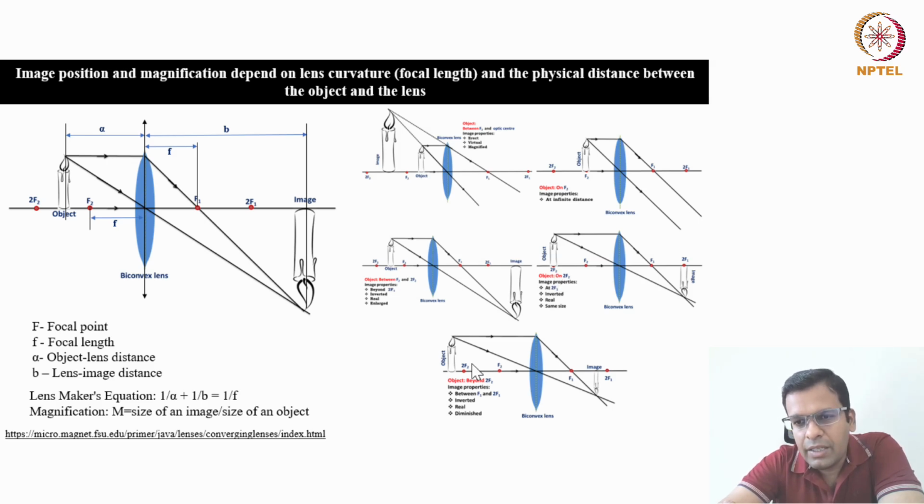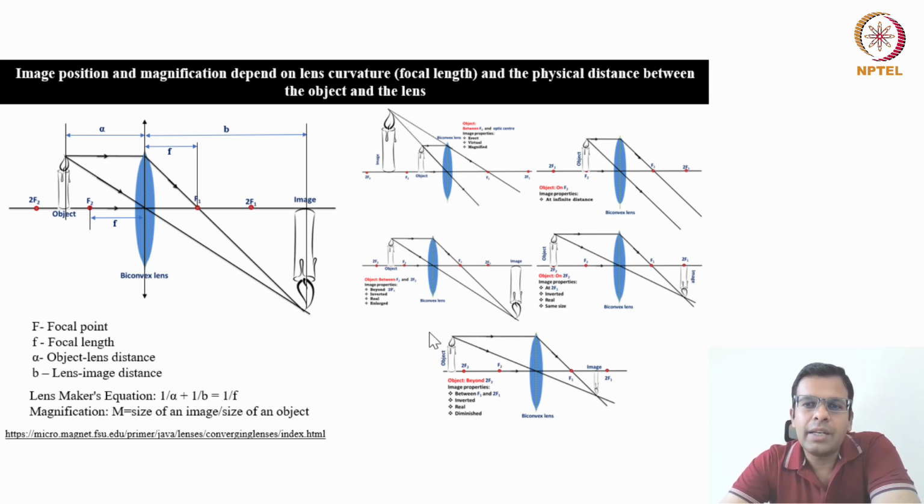Okay, and here the image is further away from the objective, even beyond 2f2, and you can see now the image is smaller than the object. So that's why in a microscope also we have to align the lenses in such a way so that we can get the magnified image of the object.